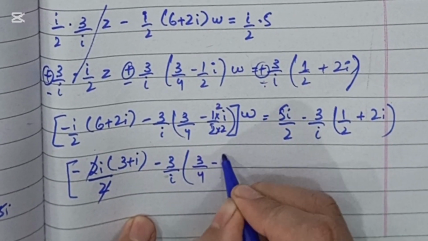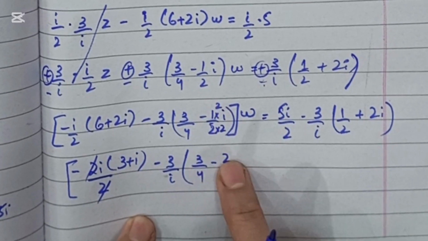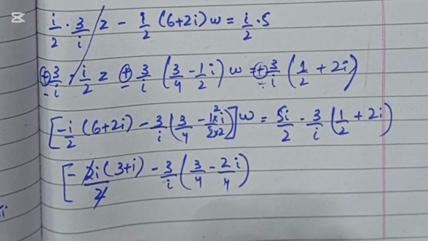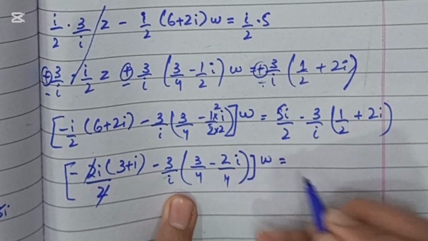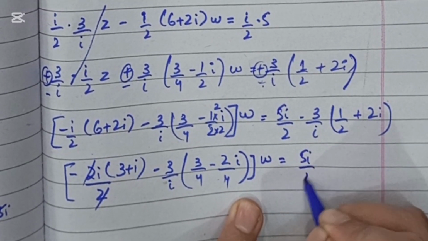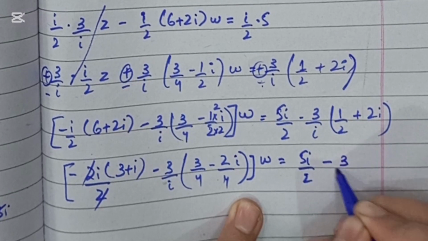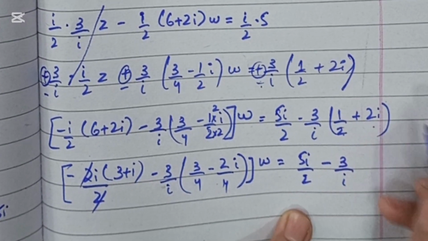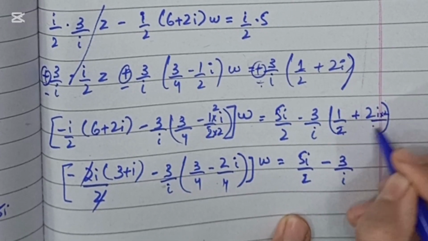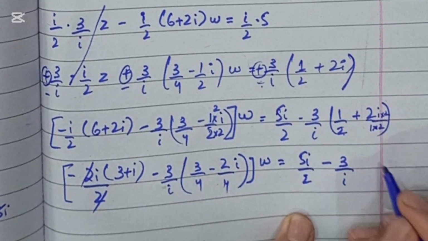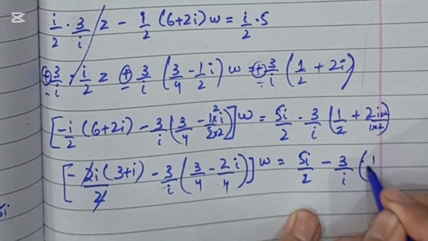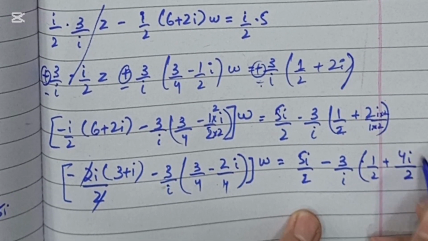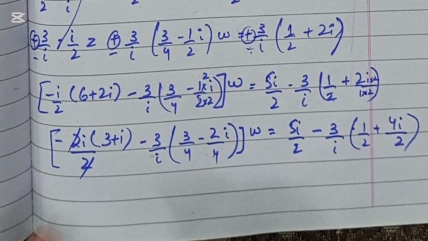For this we have to multiply 2 in the denominator as well as in the numerator. 3 by 4 minus 2 by 4. 2 into 1 is 2, 2 into 2 is 4 iota. Okay, so the denominators became the same. Here it would be 5 iota by 2 minus 3 by iota. Here the denominator is 2 and here the denominator is 1. We will multiply it again with 2. The numerator and denominator both are multiplied with 2. 2 into 2 is 4 iota. 2 into 1 is 2. So the denominators are the same now.